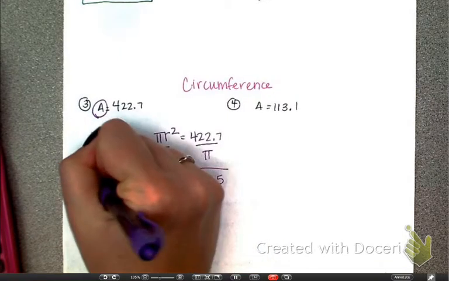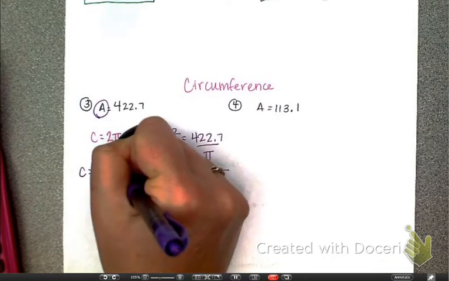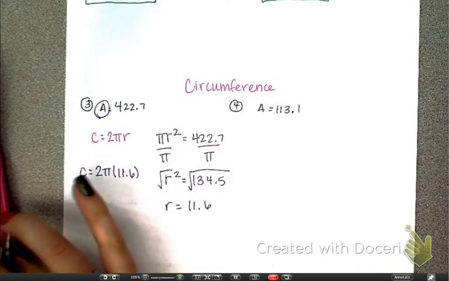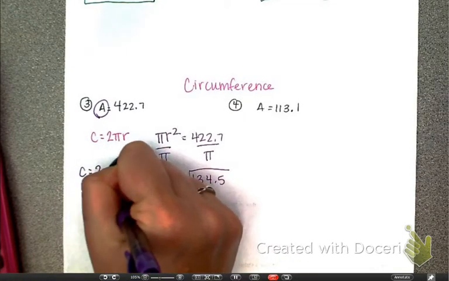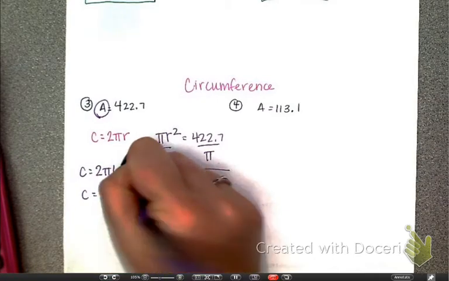So C equals 2 times pi times 11.6. And you get 23.2 pi feet.